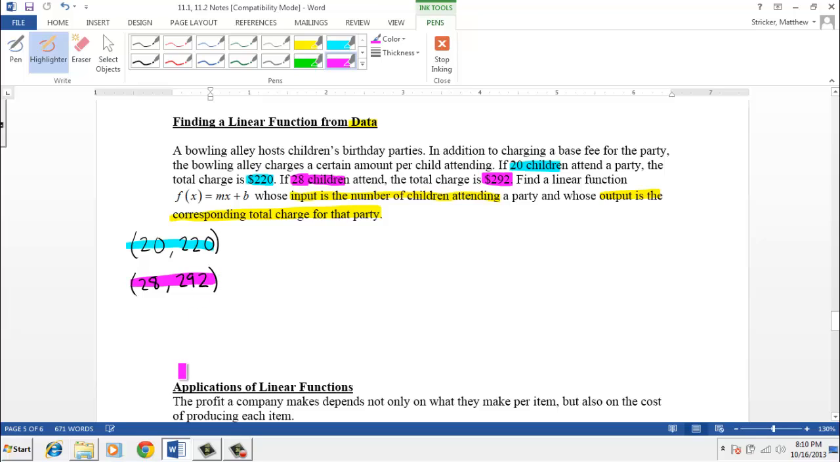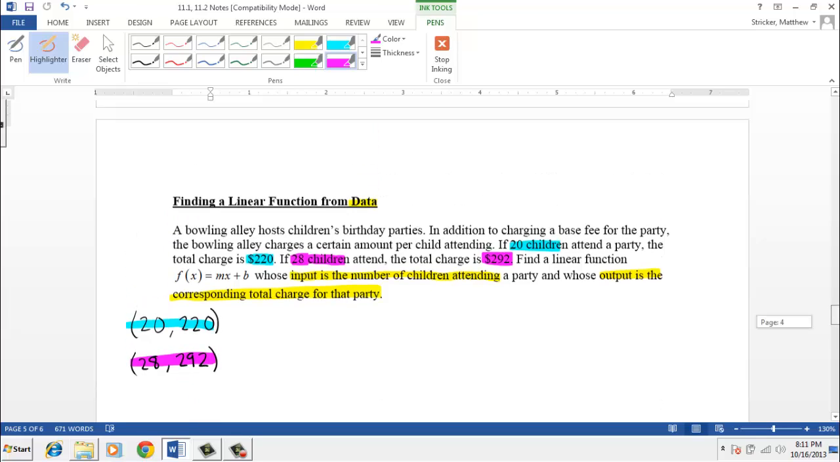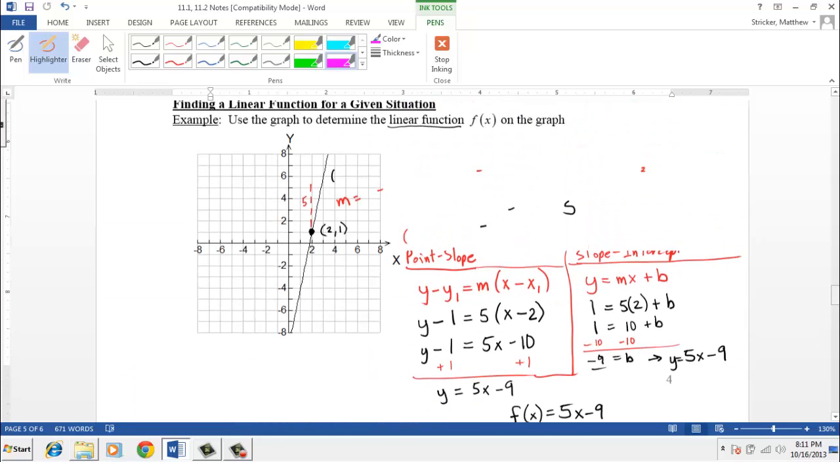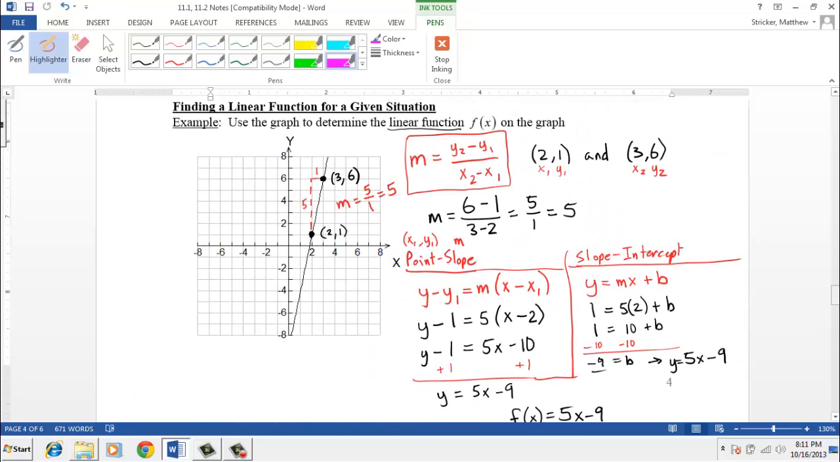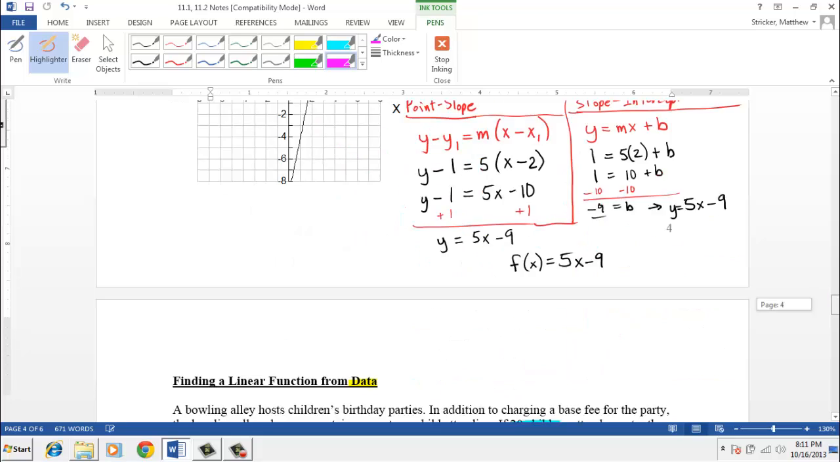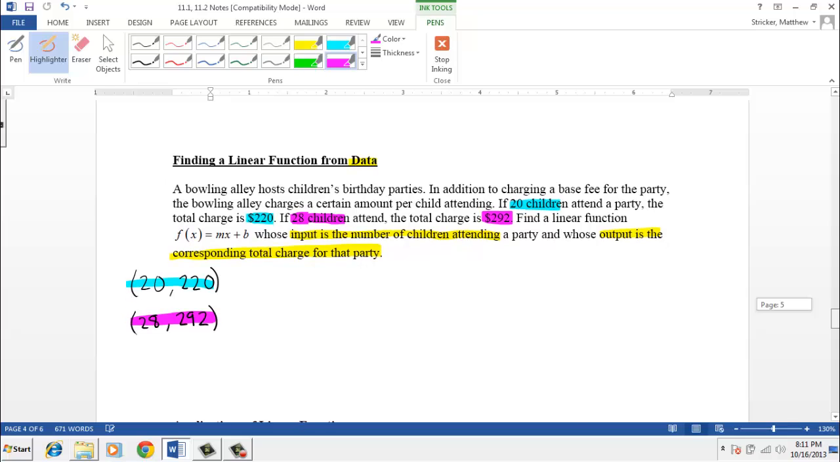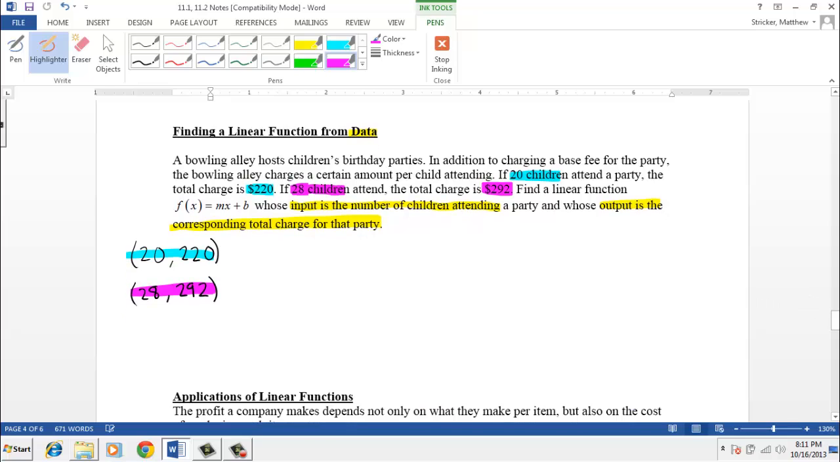Well, remember on the last page when we looked at the graph, all we needed to find our linear function was 2 points. We had 2 points and we did everything from 2 points. Well, this problem gave us our 2 points. So what was the first thing that we needed to do? What did we do on the last page? If you need to go back and look, you can. But remember what we did was we found the slope.